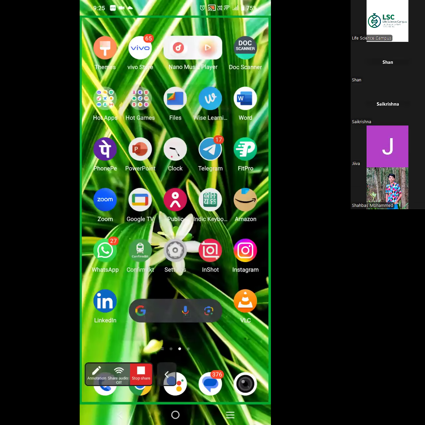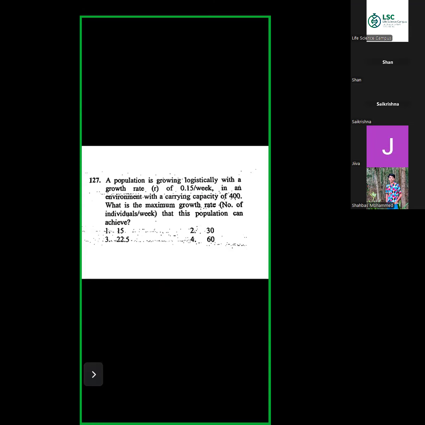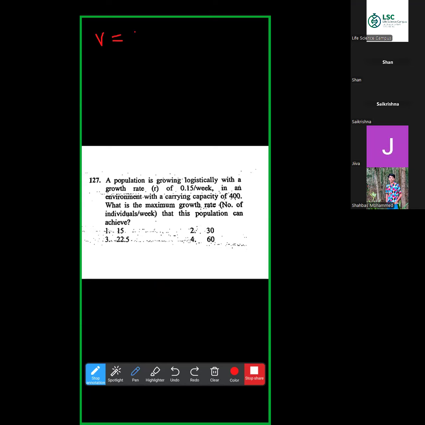So I will explain this question. A population is growing logistically with a growth rate of 0.15 per week. So the R value is given in the question, 0.15, in an environment with a carrying capacity of 400. So the carrying capacity, that is the K value, is also given. It is 400. What is the maximum growth rate that this population can achieve?